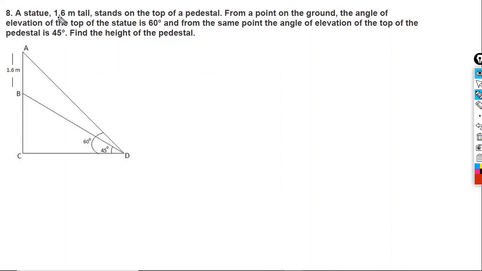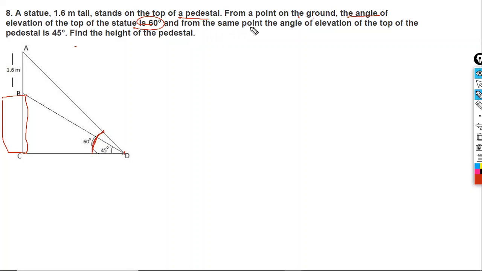A statue 1.6 meter tall stands on the top of a pedestal. Okay, so this is a pedestal. You must have seen some pedestal above which the statues are made. Normally statues are not made on the ground, they are made on a pedestal. From a point on the ground, the angle of elevation of the top of the statue is 60 degree. So this angle is 60 degree.